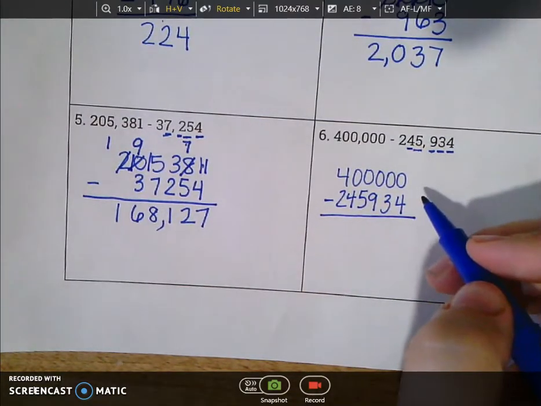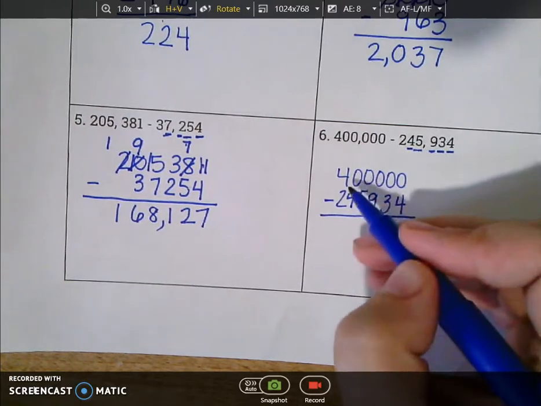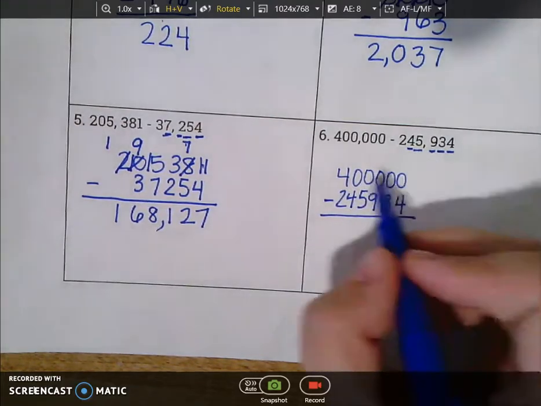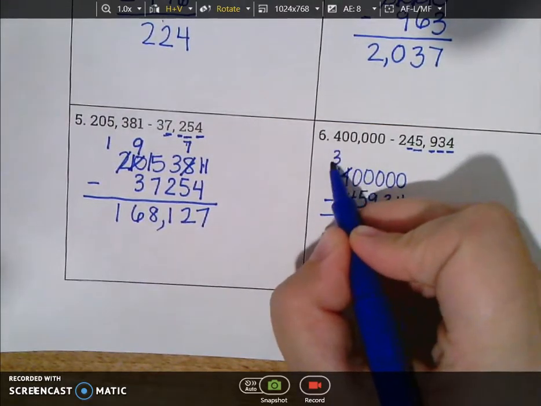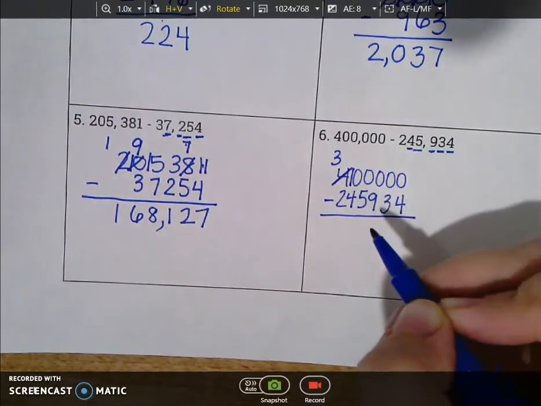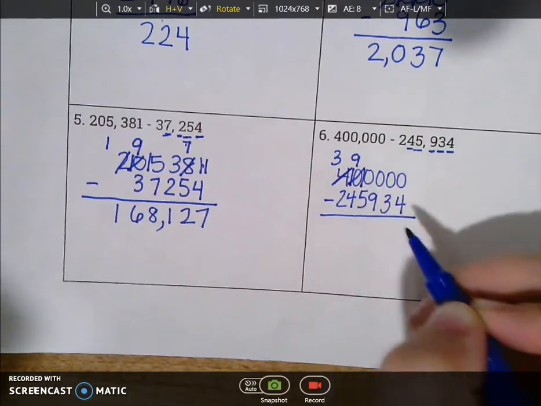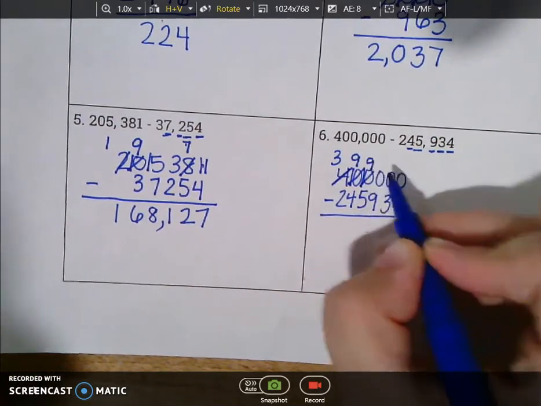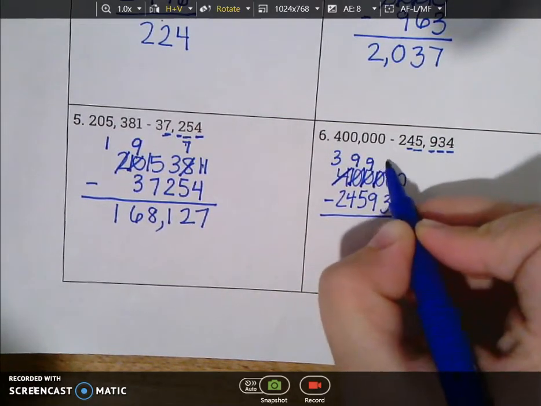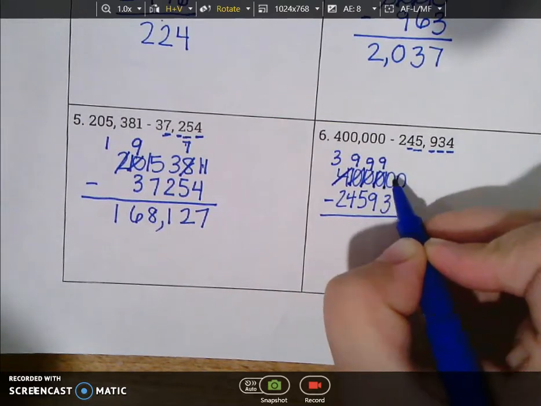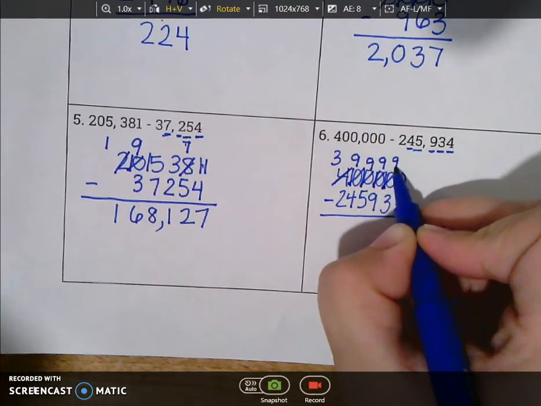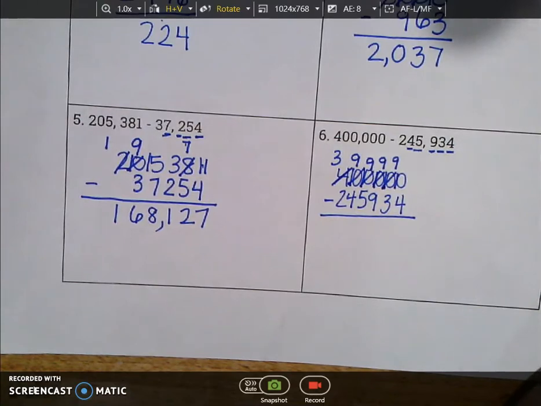I can't do any of these 0 minus anything. I can't start with 0. So I've got to come all the way over to the 4 and make it a 3. I can make this one a 10. Take 1 from here to make this one a 10. Take 1 from here and make this one a 10. Take 1 from here and make this one a 10. And take 1 from here and make this last one a 10.